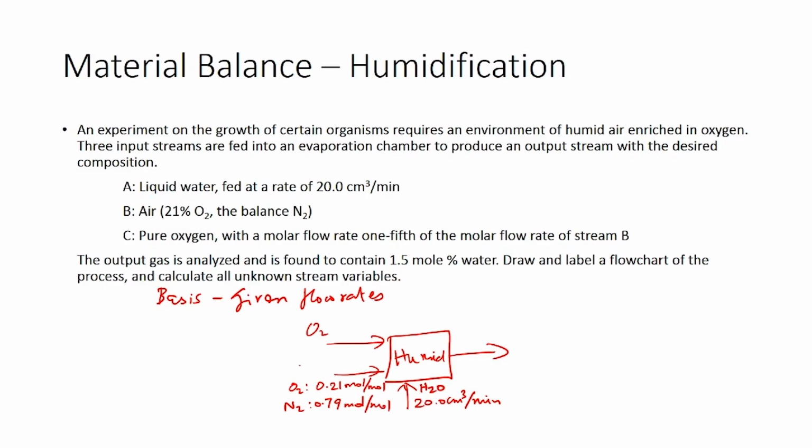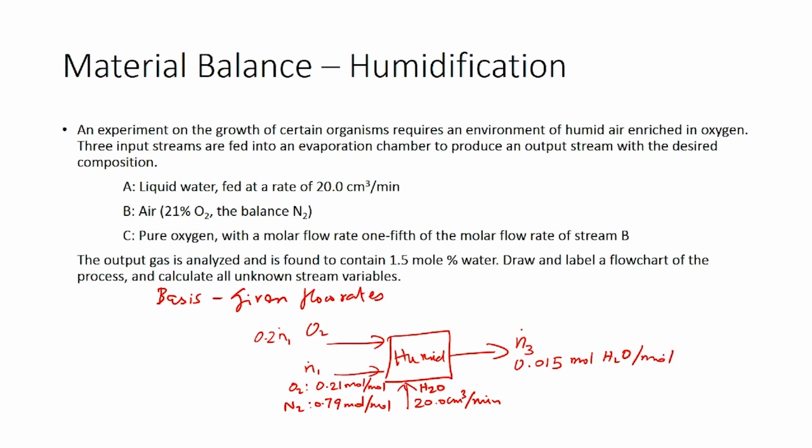So, we can assume that the molar flow rate for the air stream is n1 dot, and it has been given that the flow rate for pure oxygen is 1/5 the molar flow rate of stream B, which would mean this oxygen stream has a flow rate of 0.2 n1 dot. You have an output stream, let us just assume the flow rate to be n3 dot, and this contains 1.5 mole percent of water, which is 0.015 moles of water per mole.